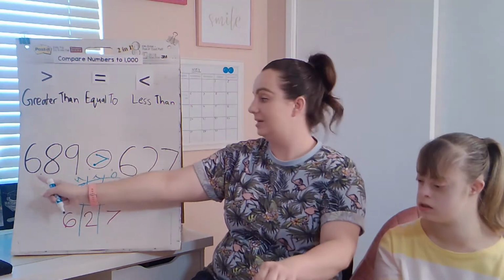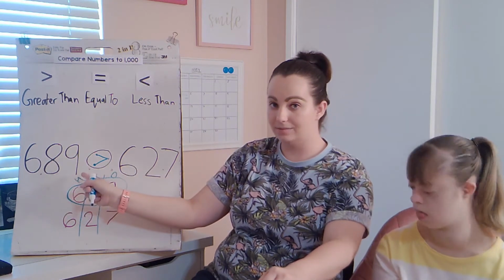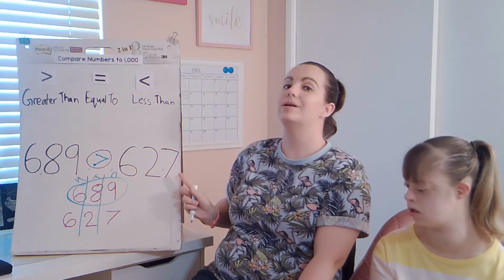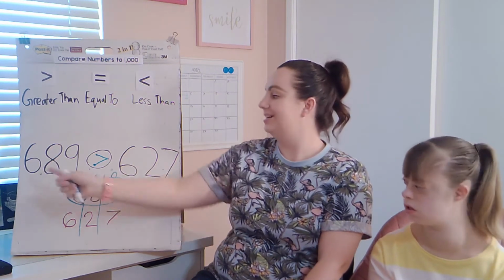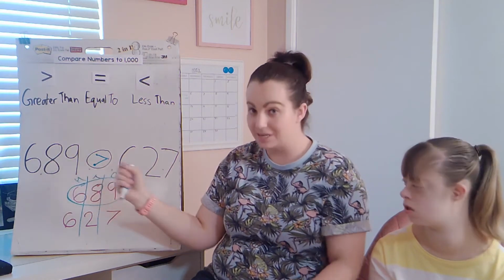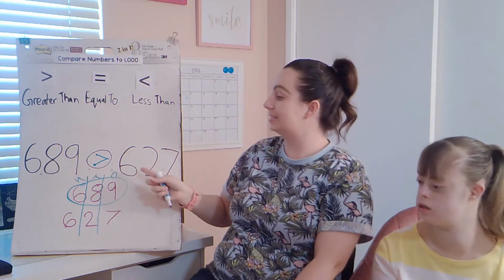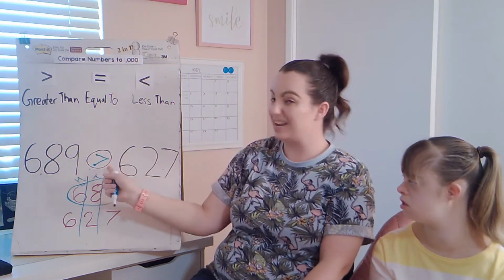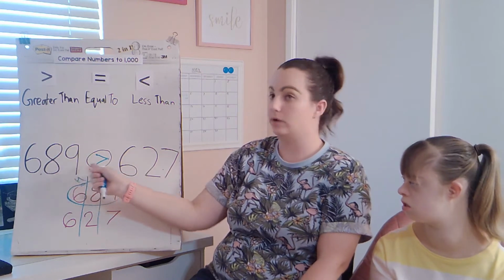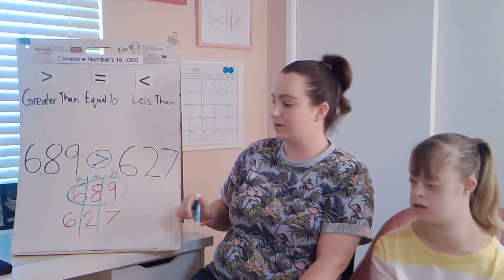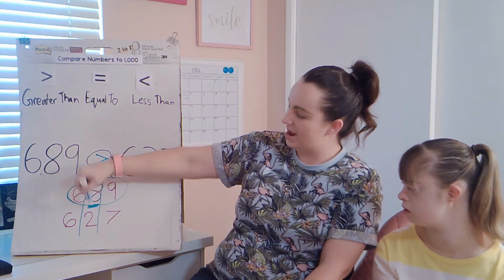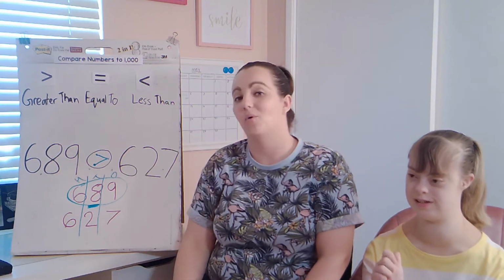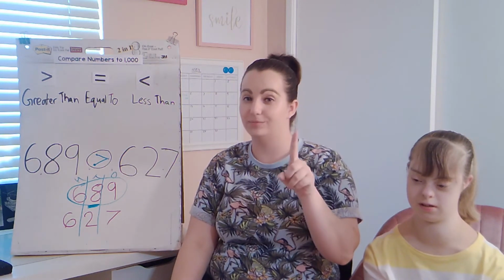And it reads 689 is greater than 627. Yes, 689 is greater than or bigger than 627. Heck yeah. Yay! And we did the correct sign because it makes sense to say 689 is greater than or bigger than 627 because it has a bigger number in the tens space. Nice job. We're going to come back with one last problem to try.